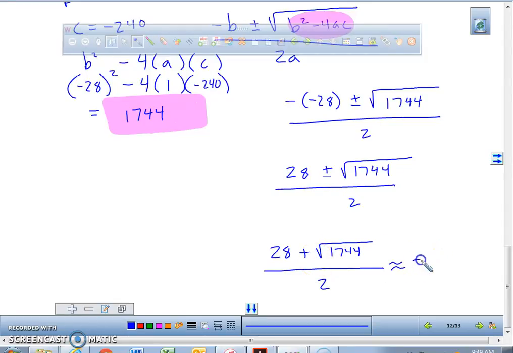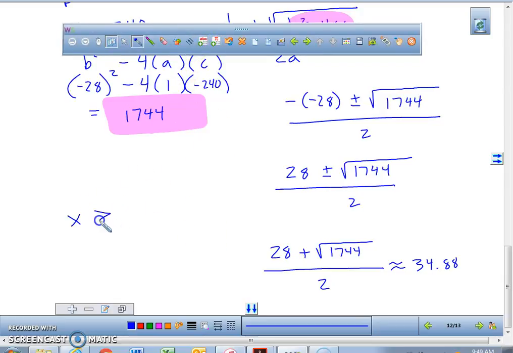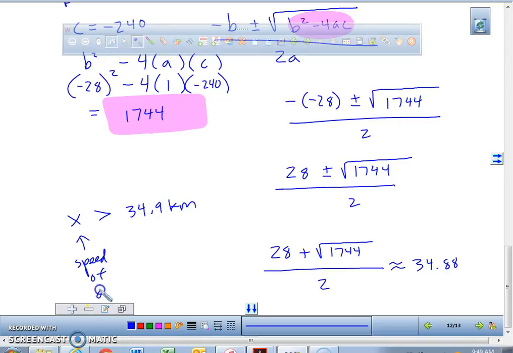All right? If you type that in, you will get the decimal 34.88, which means her x value, right here, needs to be greater than 34.9 kilometers an hour, which means that's the speed of her car. Speed of car. If she drives faster than 34.9 kilometers an hour, then the time will be less than 2.5 hours. That's your final answer. If you get this wrong, it's your own fault.